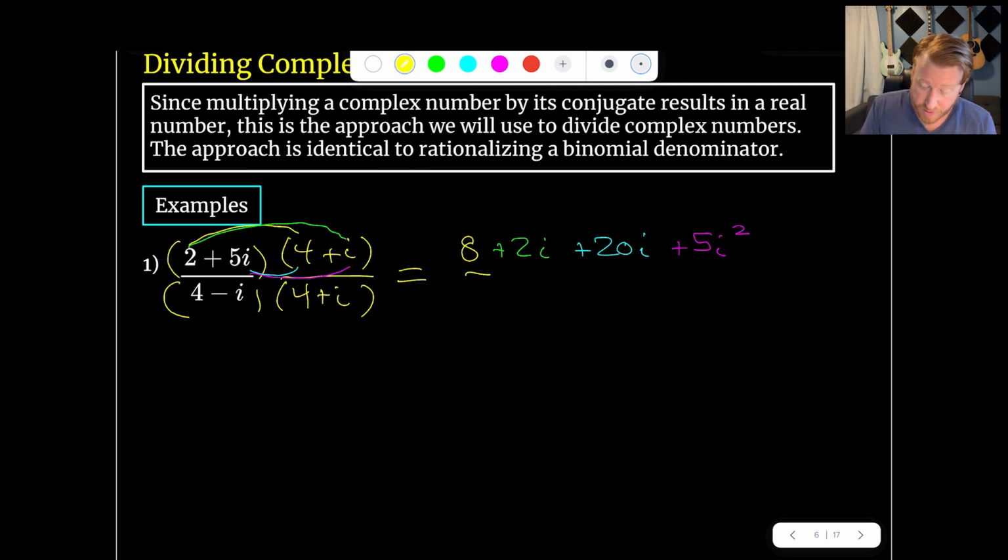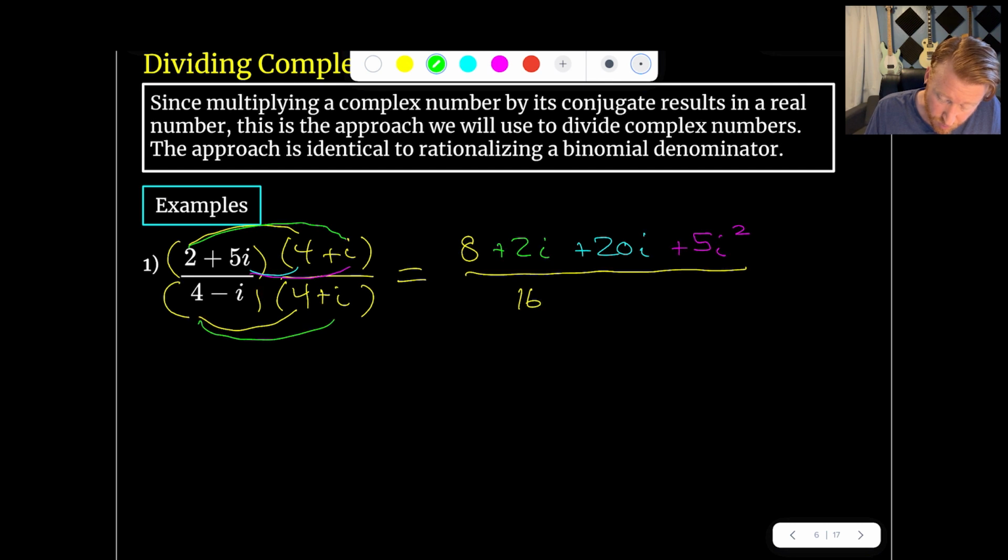So let's go back and we'll look at the denominator. We can see that there's still some i's in the numerator, and that is fine. We are not trying to get rid of the i's in the numerator. We're trying to get rid of the i's in the denominator. So multiplying out the denominator here, we've got 4 times 4, which gives us 16. We're going to do 4 times i, which gives us plus 4i. And then we're going to do negative i times 4, which is negative 4i.